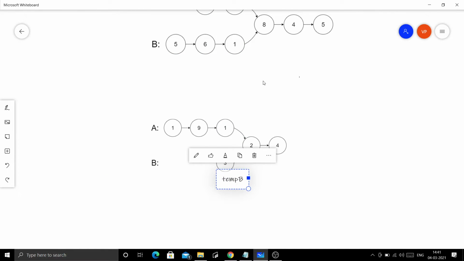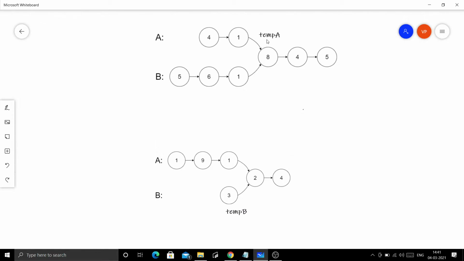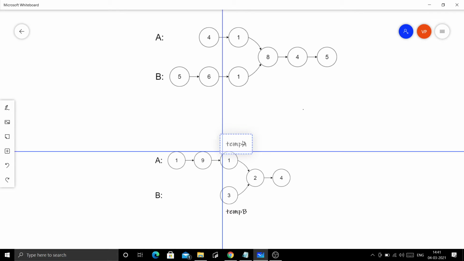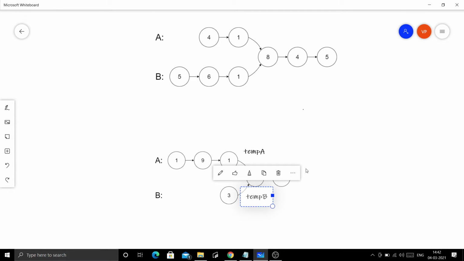In this question, linked list A is greater than B. We can see here, first we have to take A to the level of B. So I will iterate over here, then here. Now they are at the same level. Now we will find the intersection point. I will move it here, and this will move here. Now we can see it. 2 is the intersection point.